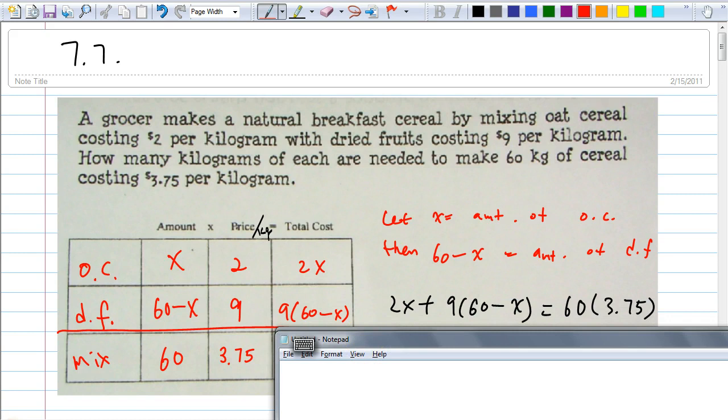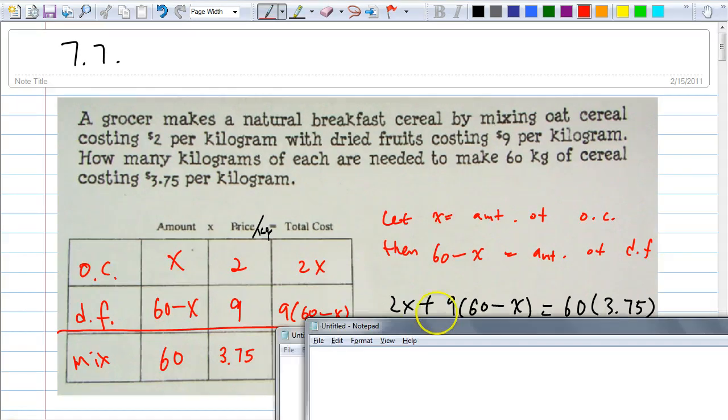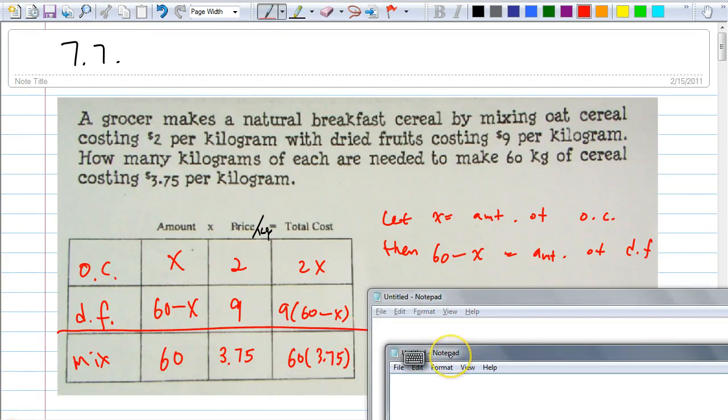And what about the mixture? How much would this mixture cost? Yes, Talib? Yeah, 60 times $3.75 is exactly right. Does that make sense, guys? So you see this chart is pretty similar now, but we have now a third column here. Okay, that's the only difference.